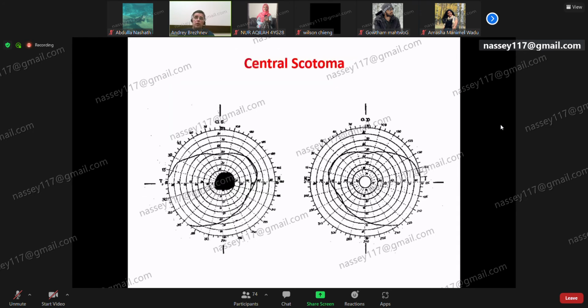About the pathology of the eye, I mean pathological changes, pathological types of scotomas, we'll discuss in 10 minutes after the small break. So now we have a small break of about 10 minutes, and then we'll continue with the different disorders of the visual fields.